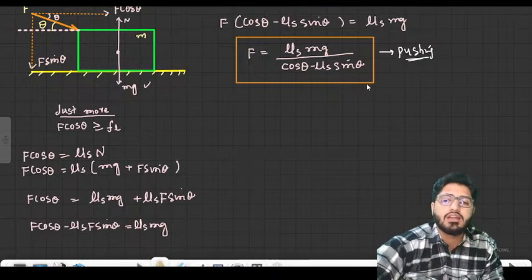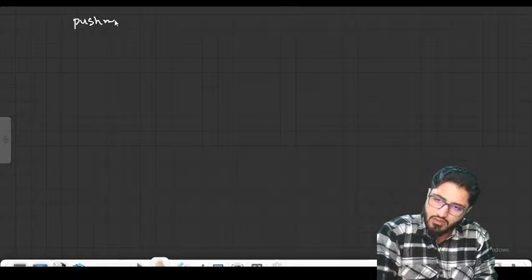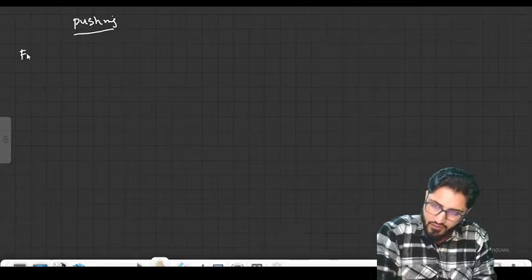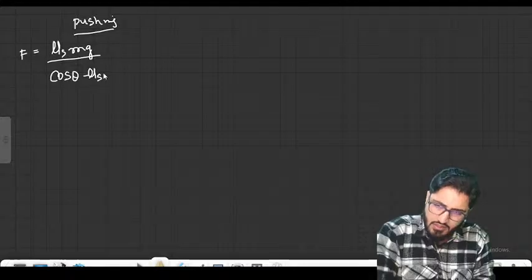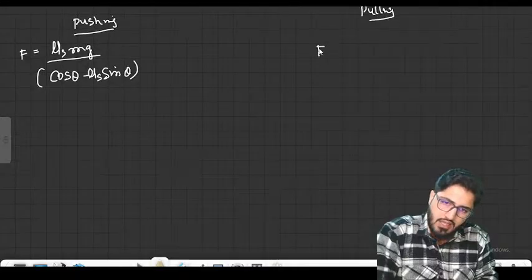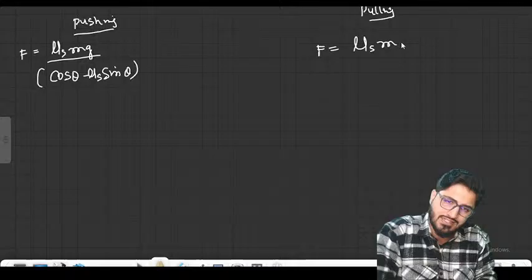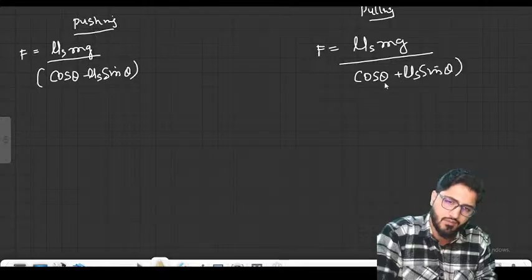Now you need to relate pushing and pulling. So what is pushing now? Pushing force is F equals nu s times mg, whole divided by cos theta minus nu s sin theta. Okay, now pulling is F equals nu s times mg, whole divided by cos theta plus nu s sin theta.